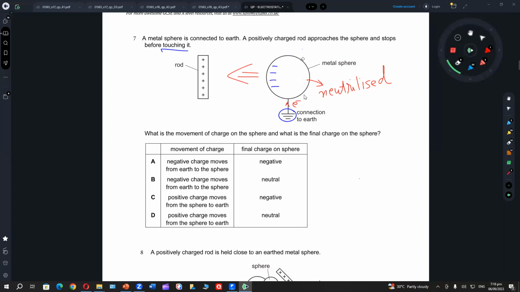B. Why B? No, actually, the rod is present. He has not removed the rod, or has he? The rod is there. Look, this is the rod. Until the rod is there, it will not allow the negative to run away to the earth.